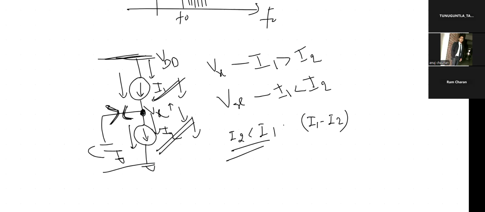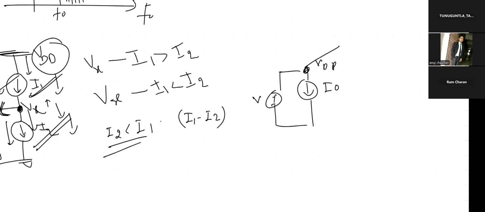VDD is the limit. Every system is limited by your supply voltage, except in the case where your VDD has no effect on your current source. What is the ideal current source? Whatever voltage you apply across it has no effect on it. Whether I connect VDD here or ground, my current is not going to change. That is the meaning of an ideal current source.